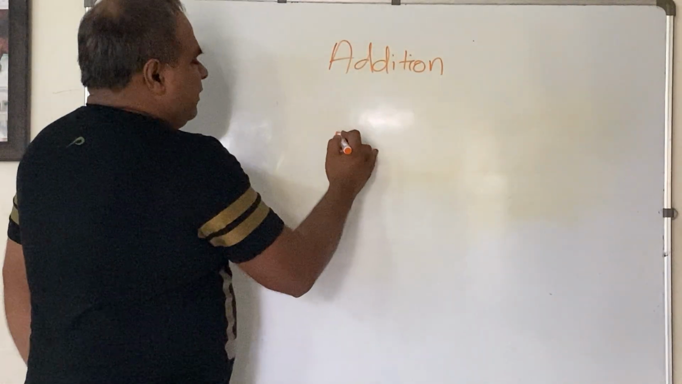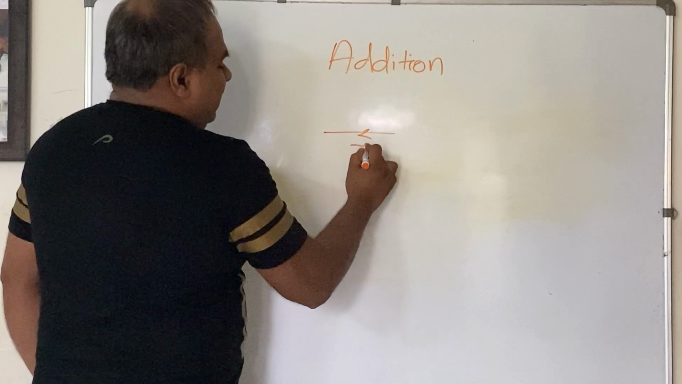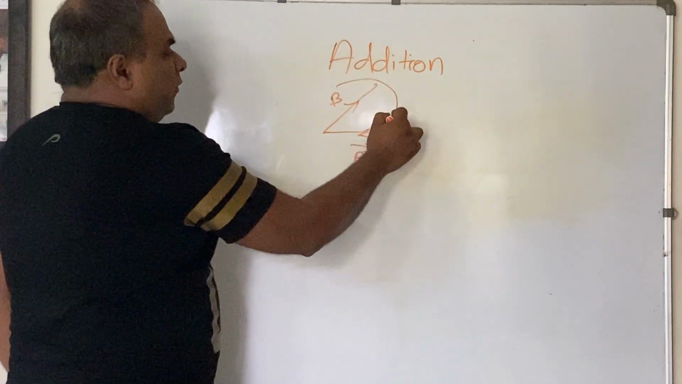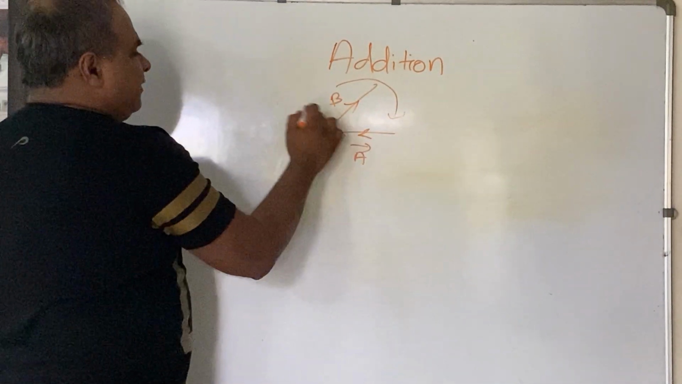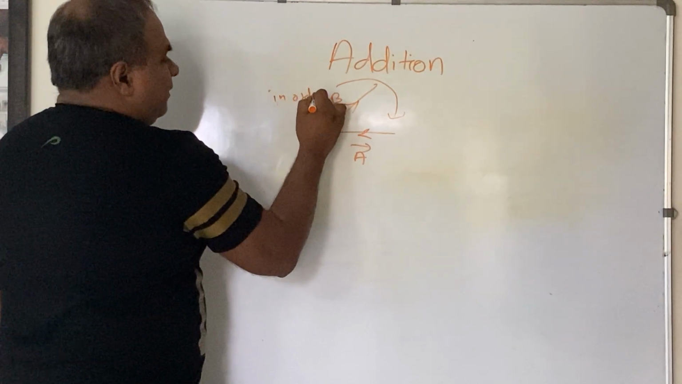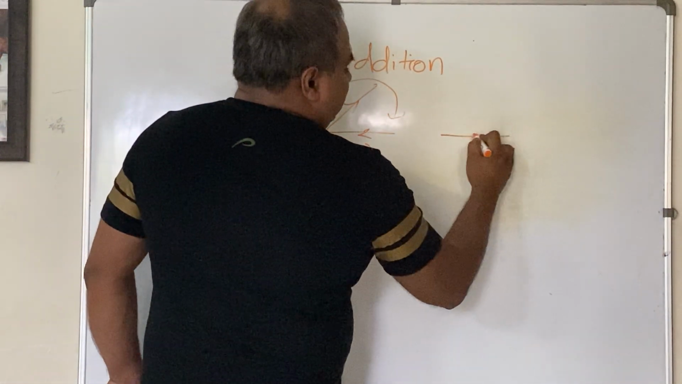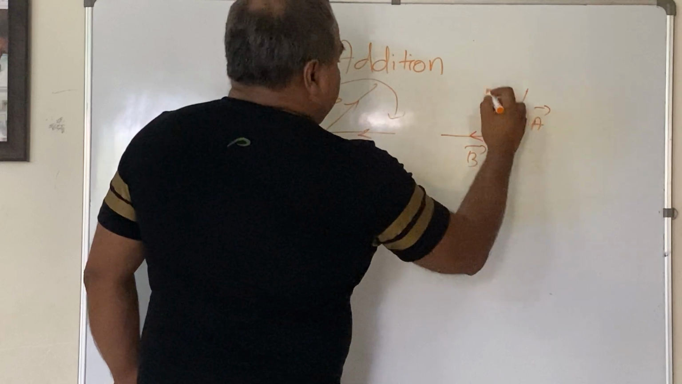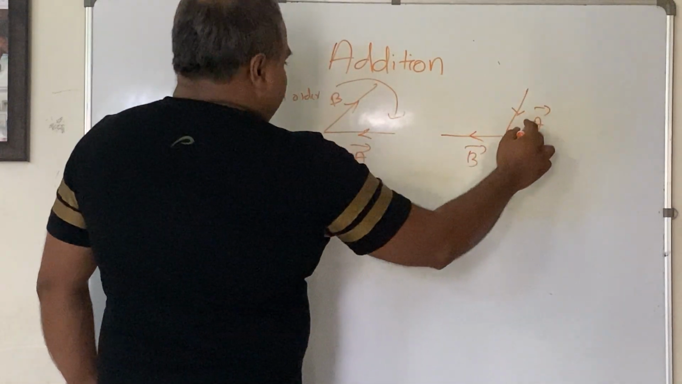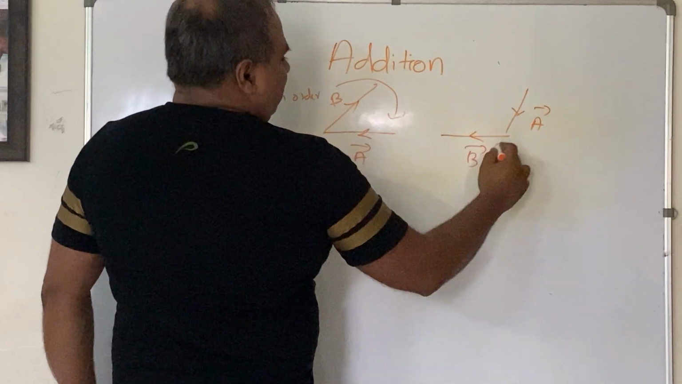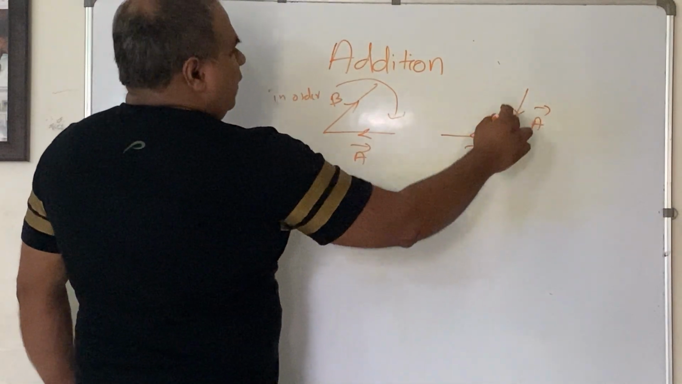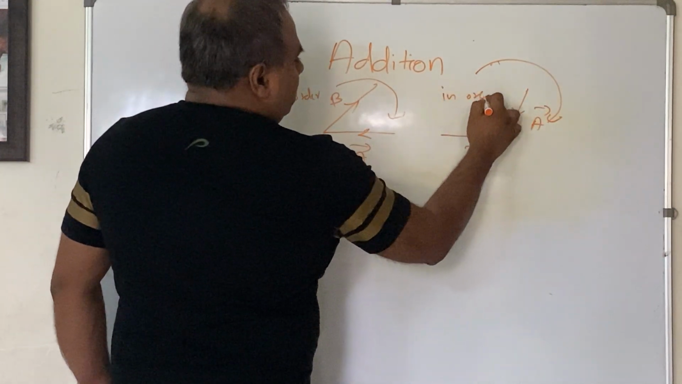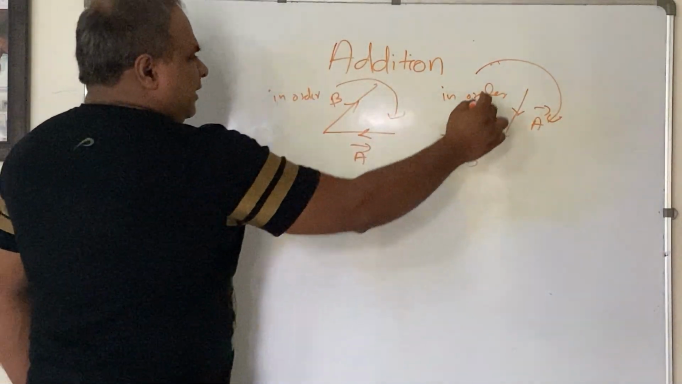See, for example, this is vector A and this is vector B. Both of them are in clockwise direction. So these two vectors are in order. Now another vector. This is vector B and this is vector A. Both the vectors are again in clockwise direction, right? So this is clockwise direction. This is also in order. Understood? So this is clockwise, this is clockwise.